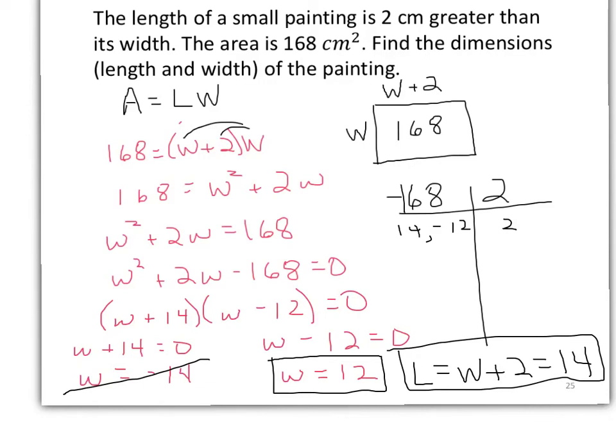And you want to check that out. Let's look at this area formula. We're saying that area equals length times width. What is 12 times 14? It's 168. So it checks.